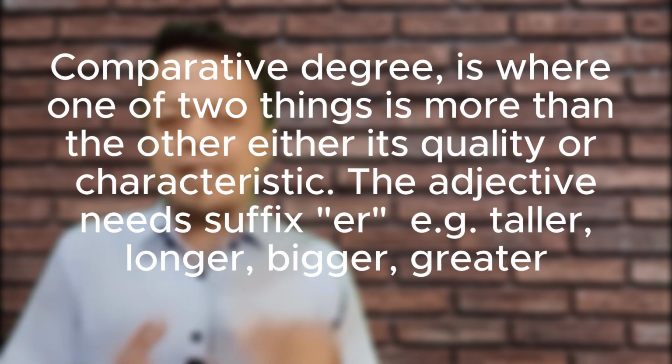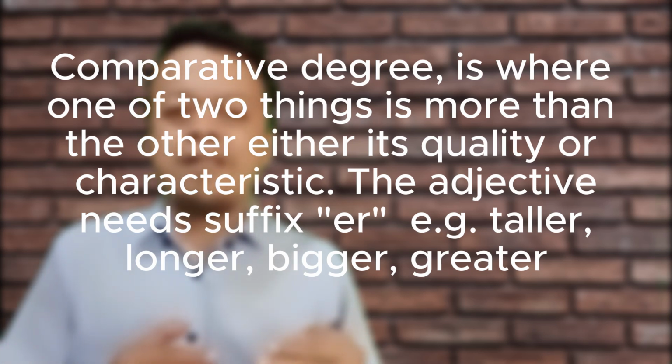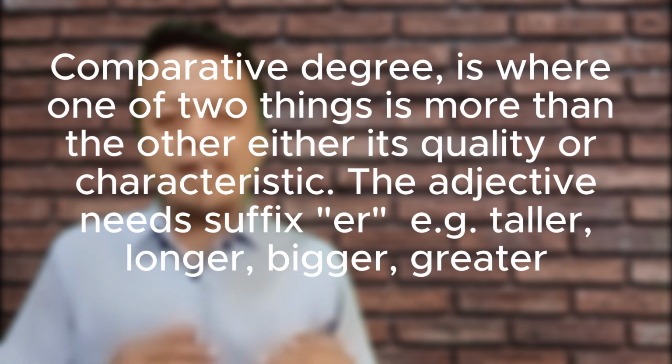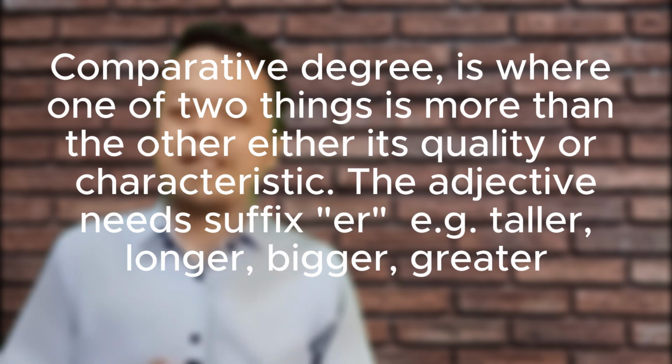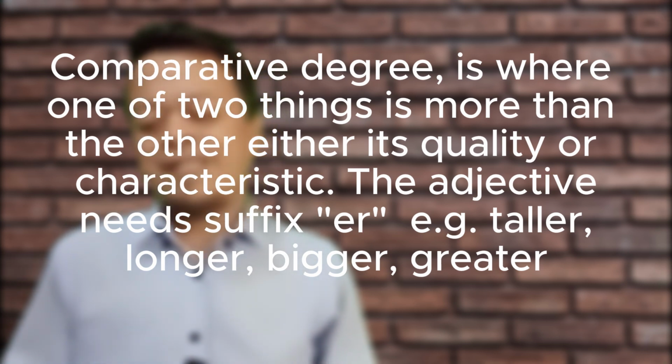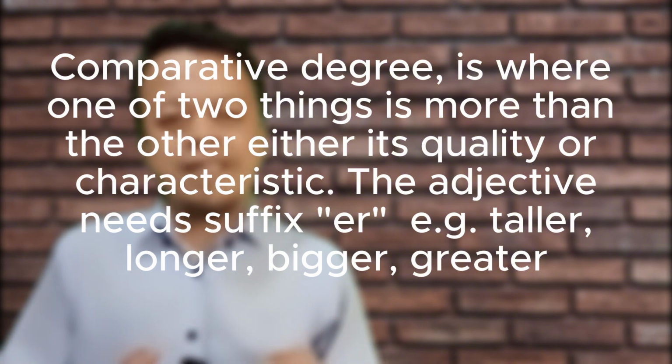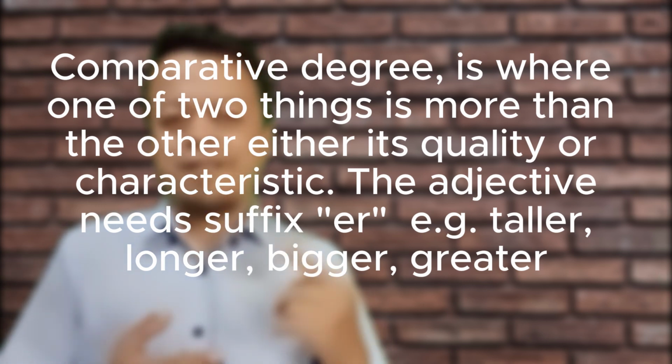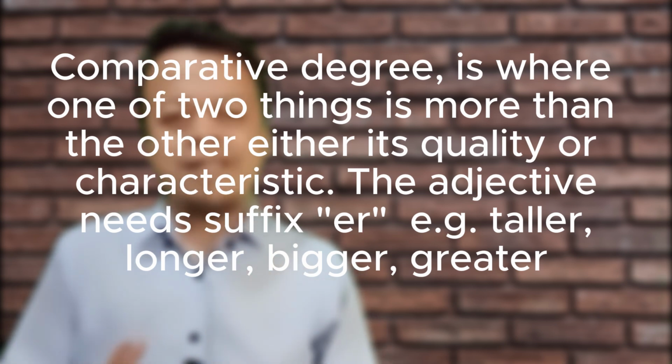And number two is comparative degree. What is comparative degree? Comparative degree is where one or two things are higher or more than the other, either in equality or characteristic. And in this comparative degree, the adjective needs the suffix er. For example, taller, bigger, longer, greater.